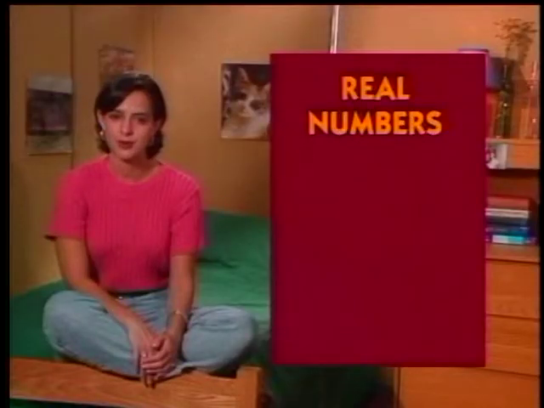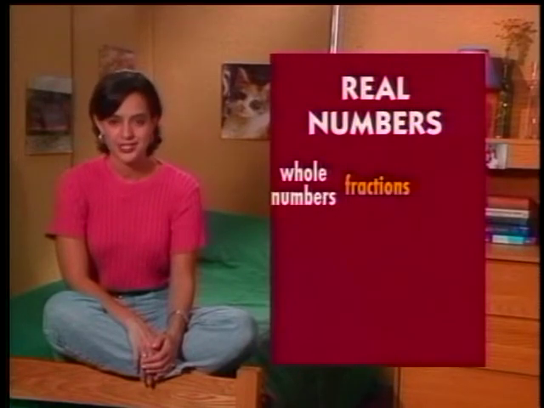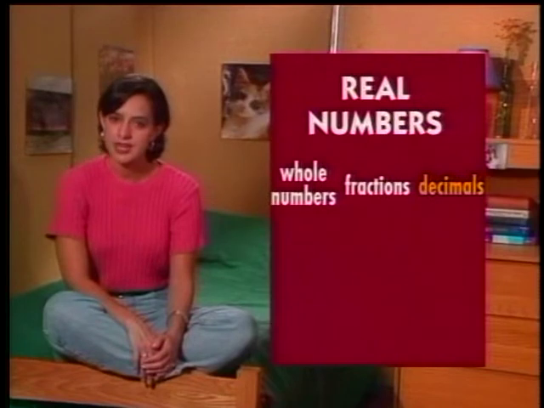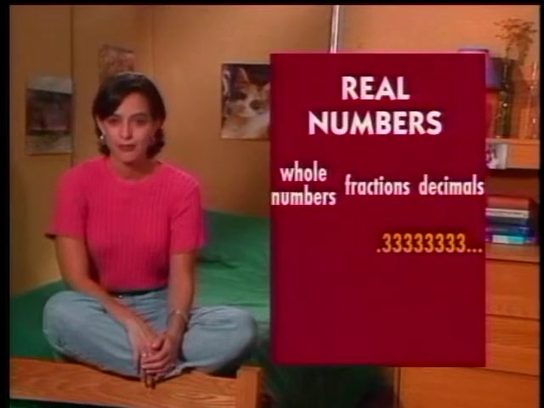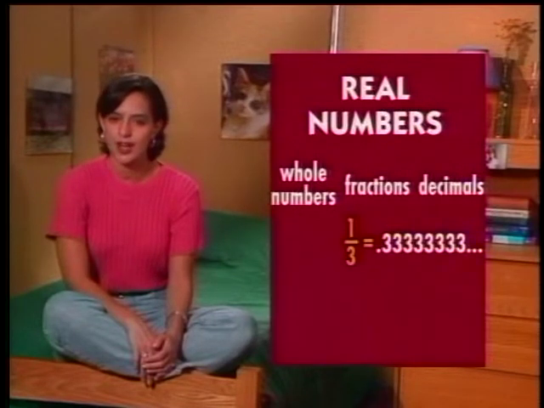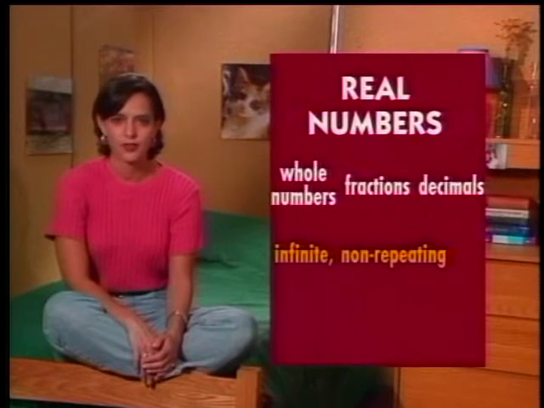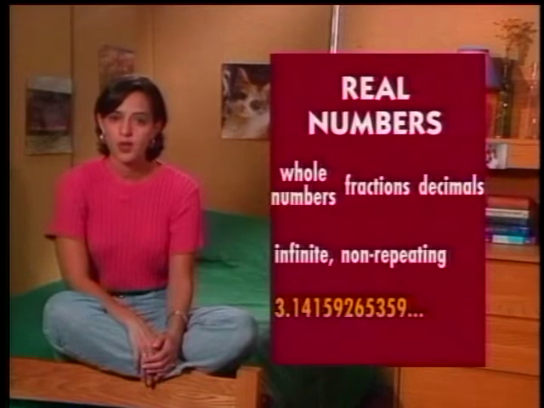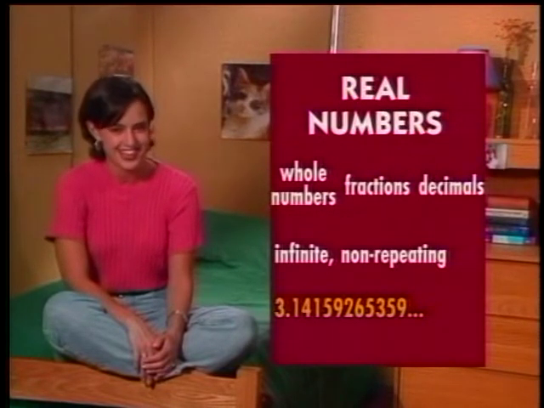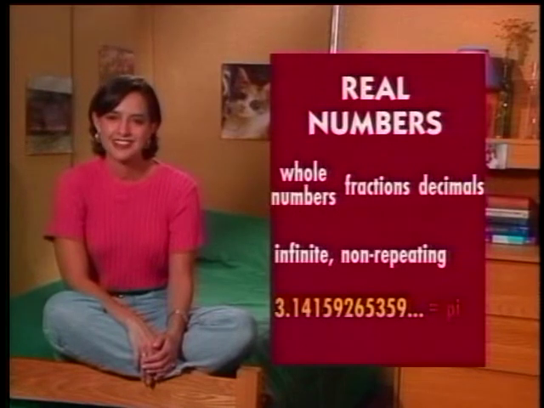Just think of real numbers as the numbers that get used in everyday life. Whole numbers, fractions, and decimals, including repeating decimals like 0.3333, etc. This is what you get if you try to convert the fraction 1/3 to an exact decimal. There is another kind that goes on forever without repeating any pattern. It is infinite, like 3.14159265359, etc. The number you recognize as pi.